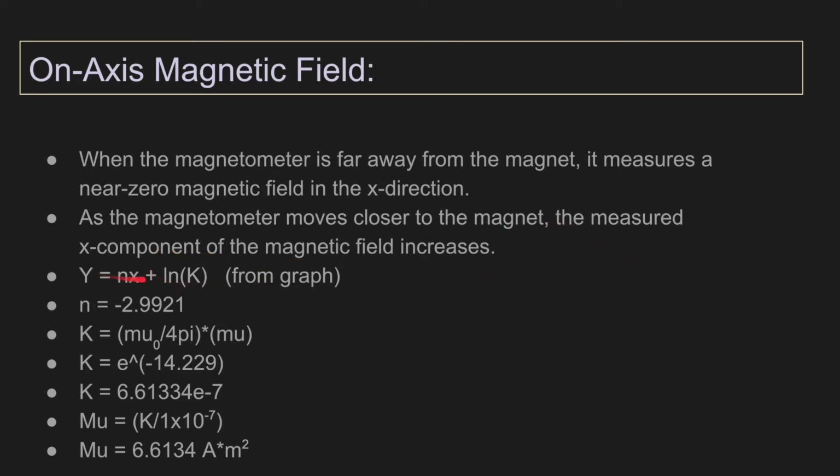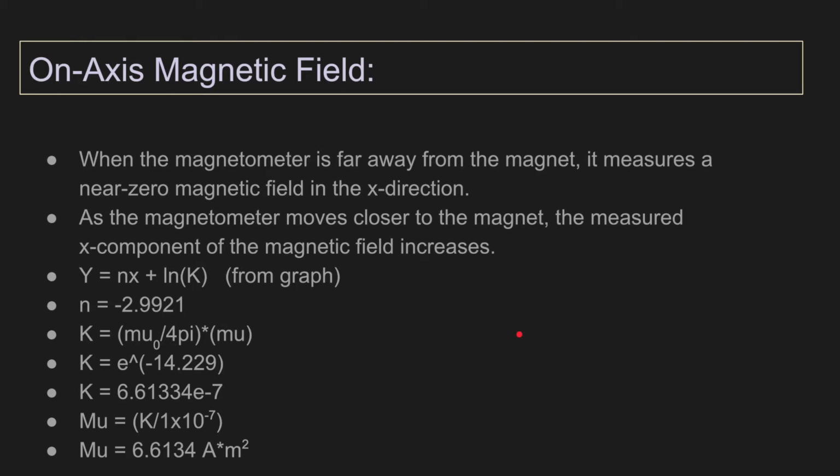This allows us to make these calculations. We know from the graph y is equal to nx plus the natural log of k. N is equal to negative 2.9921. This is close to the actual n value for a bar magnet, which is negative 3. N is the power distance is raised to show the magnetic field's dependence on distance, so this value makes sense.